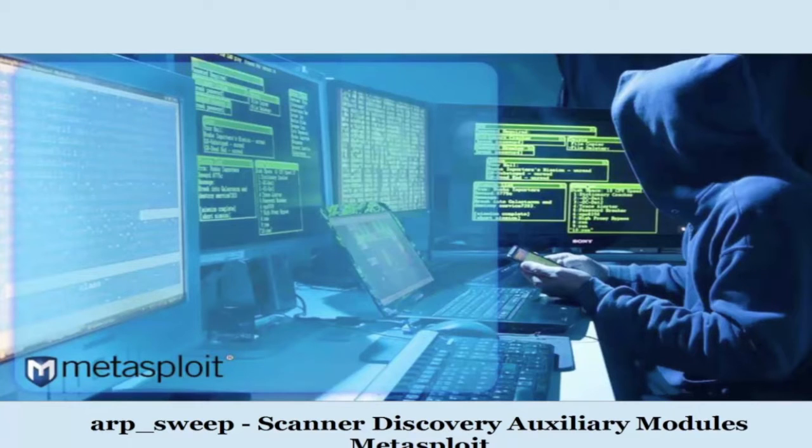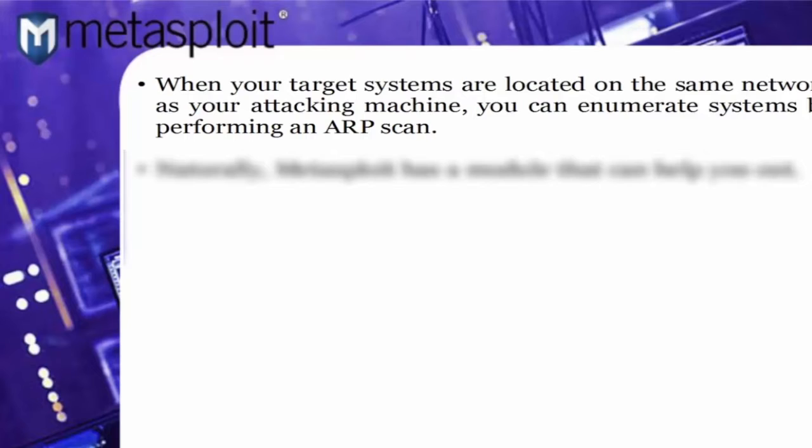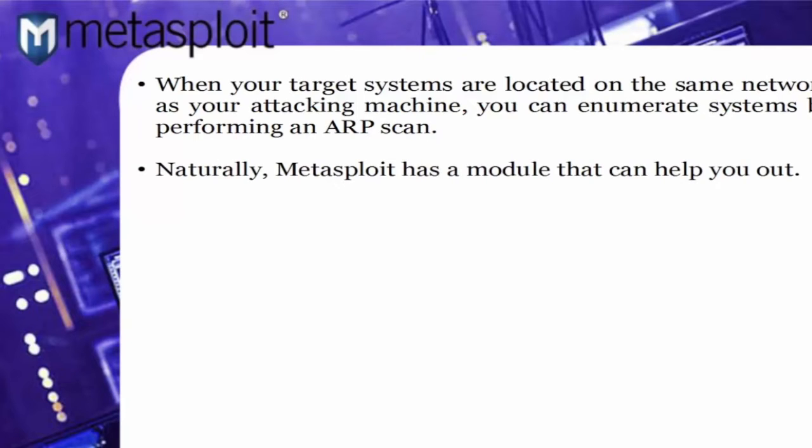Welcome, in this video we are going to learn the ARP sweep module, a scanner discovery auxiliary module in Metasploit. When your target systems are located on the same network as your attacking machine, you can enumerate systems by performing an ARP scan. Naturally, Metasploit has a module that can help you out.